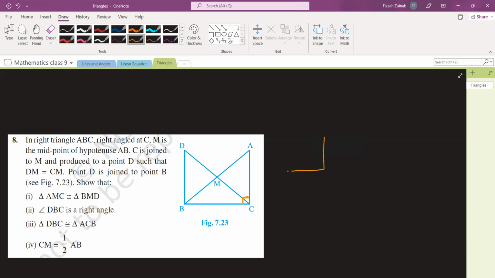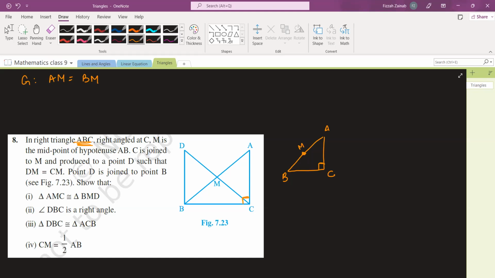See this triangle ABC, right? This is A, B, and C. So in right triangle ABC, right angle at C, this angle is 90-degree. M is the midpoint of the hypotenuse. So this is M, correct? So M is the midpoint. That means it is given to you that AM is equal to BM. Understood? This is already given.